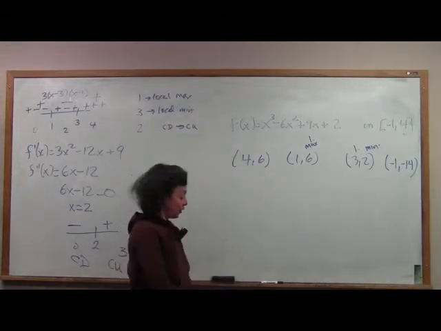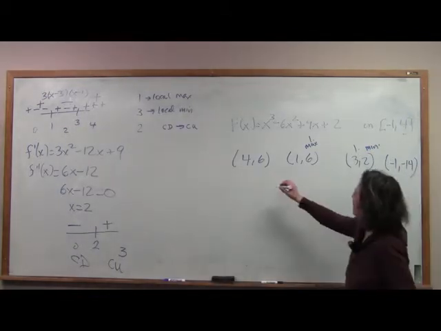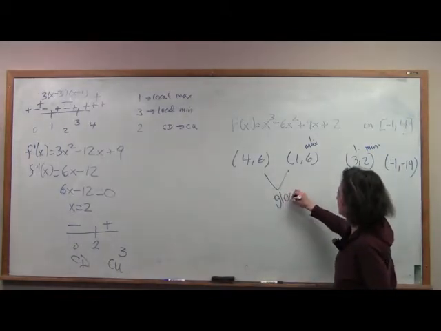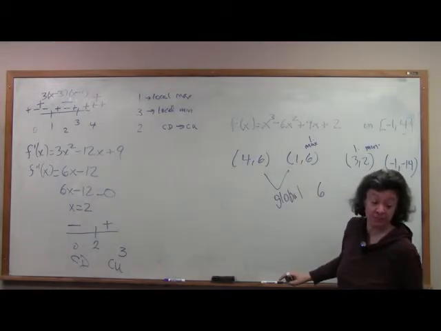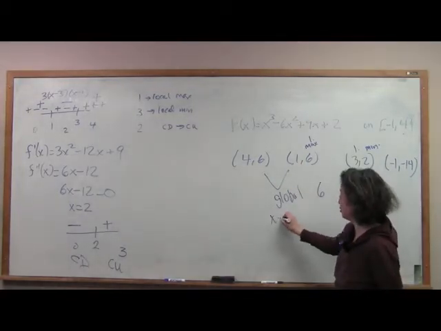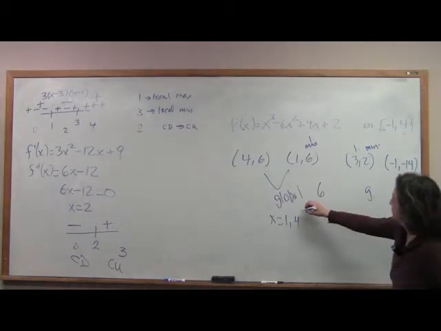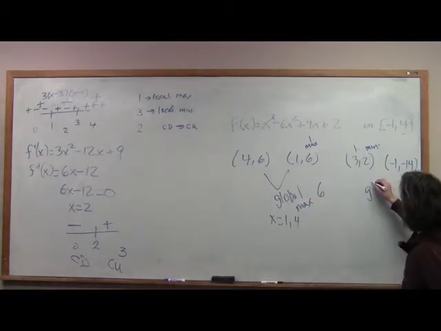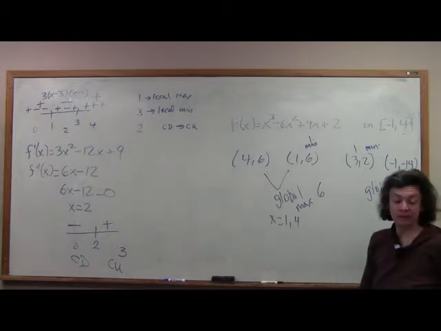Okay, so what is our global maximum? Oh, cool. Our global maximum actually occurs at both, our global max is 6. That's our largest function value on this interval, and it occurs at 1 and at 4. So that's our global max, and our global min is -14, and that occurred at -1.